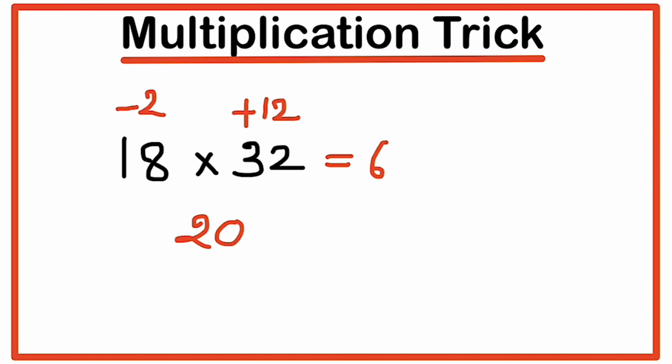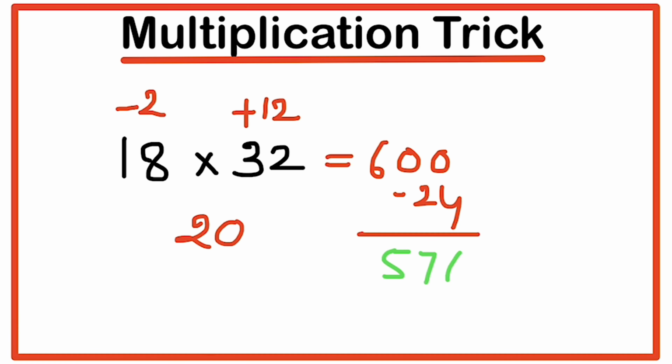So we'll just write 600, and after that we have to add something. So what do we have to add? We have to add the multiplication of these two numbers, so that is minus 24. So we'll subtract 24, and our answer will be 576, right? It was so easy applying this trick.